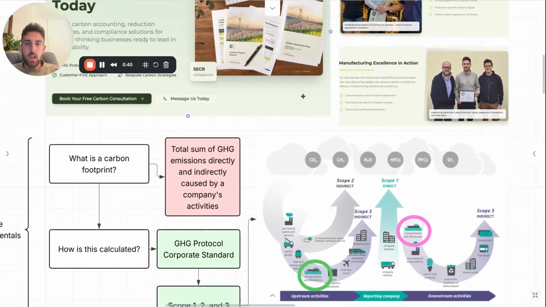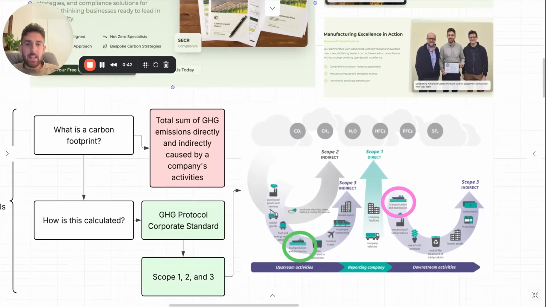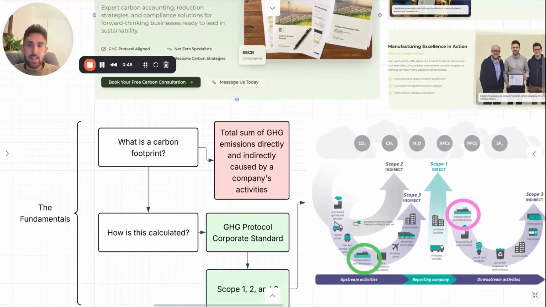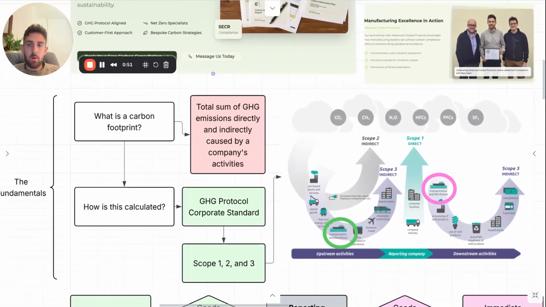So today we're going to go over probably the biggest headache in the Scope 3 world for a lot of our clients, and that is how to calculate your inbound and outbound deliveries. But before we get into that, we'll just go through the fundamentals of what a carbon footprint is and how it's calculated and where this sits into the Scope 3 world.